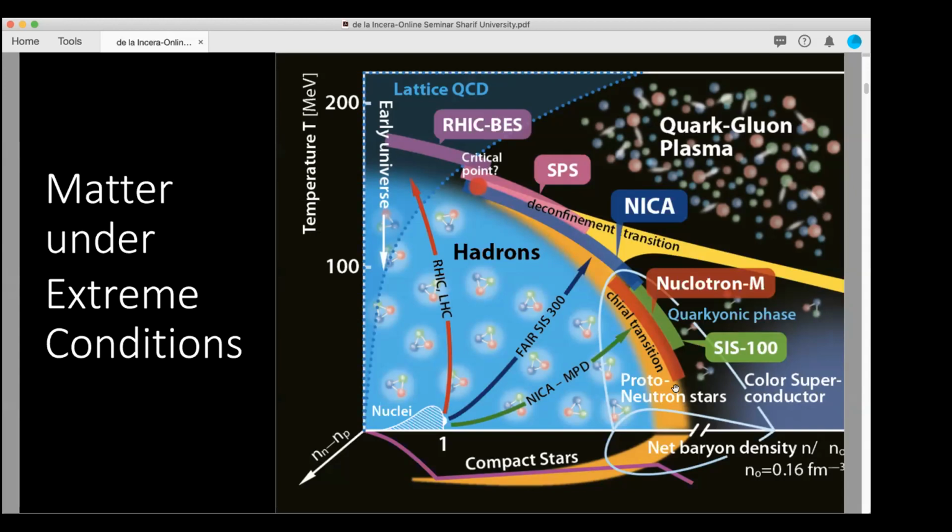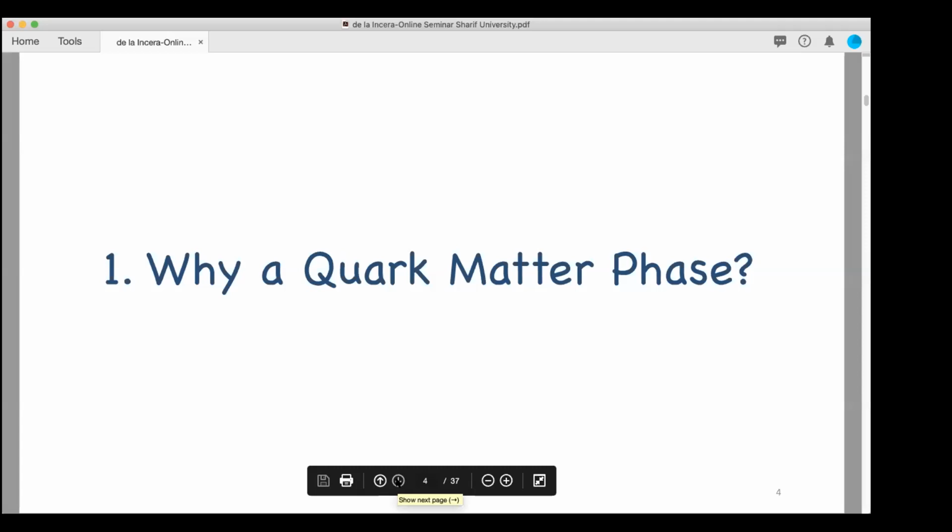So let's go to the next one. So why a quark matter phase? That's the first question.